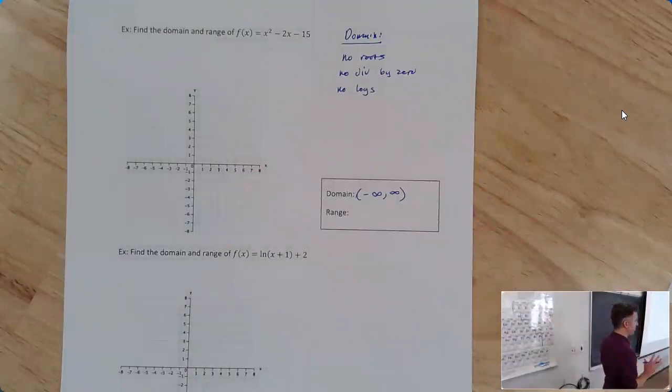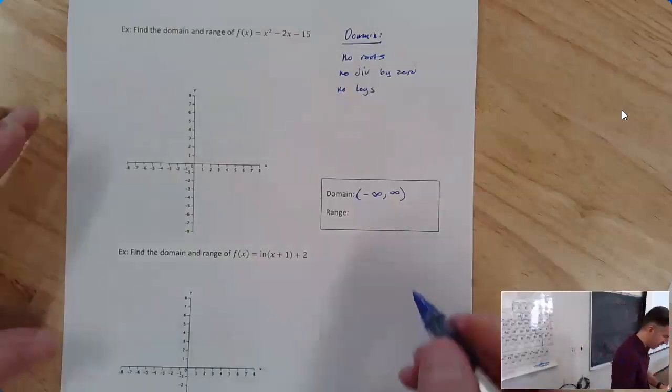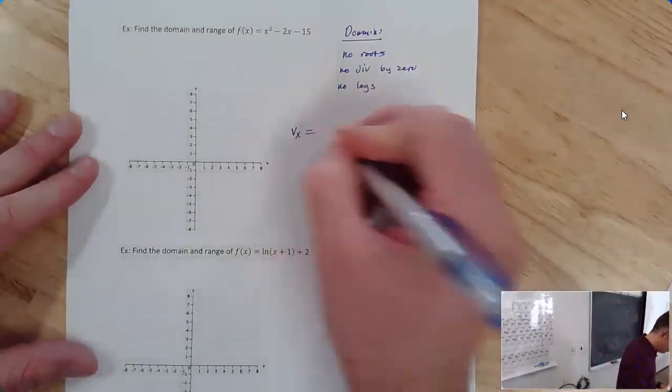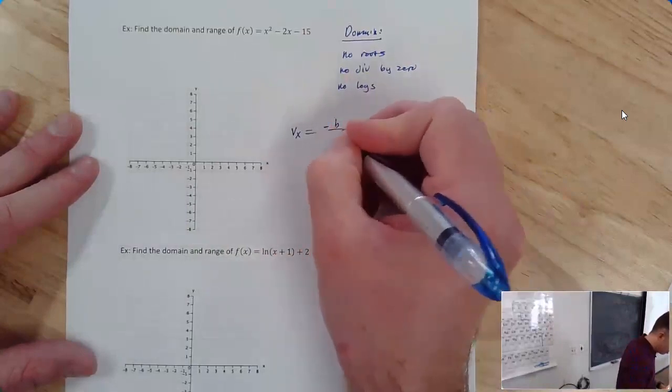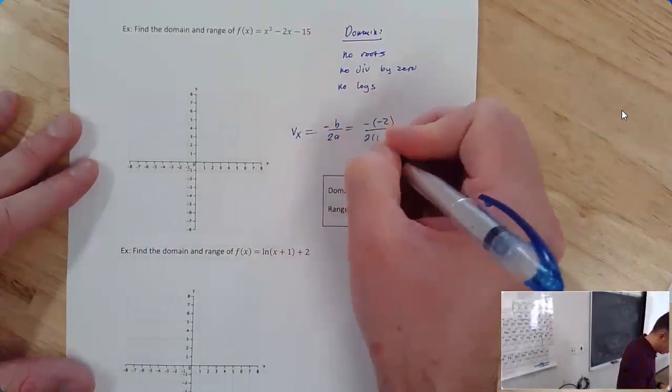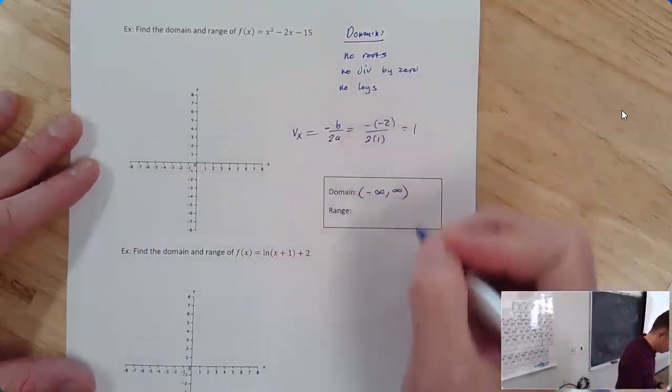Yeah, I know we could do a better job graphing it. I'm not going to do a better job graphing it. I'm just going to use what I have to find the range. So let's find the vertex. The x coordinate of my vertex is negative b over 2a, which is negative negative 2 over 2 times 1, which is 2 over 2, which is 1.